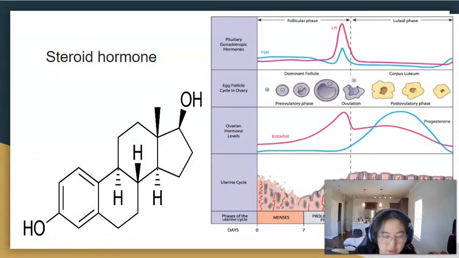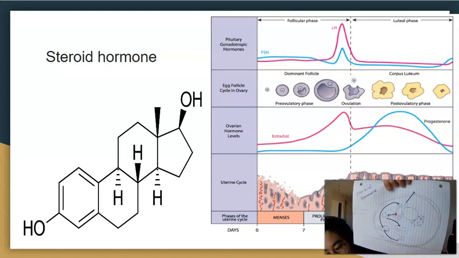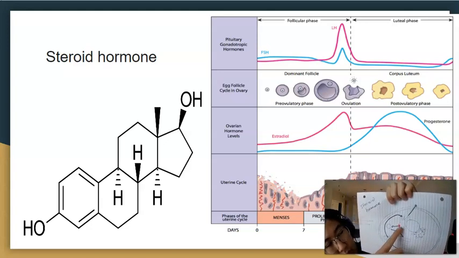So continuing on, we'll be looking at the steroid hormone. Steroid hormones are synthesized in the mitochondria as well as the smooth ER, and they start off as cholesterol. So here I have an image that I drew. Here is my cell. The red is cholesterol.